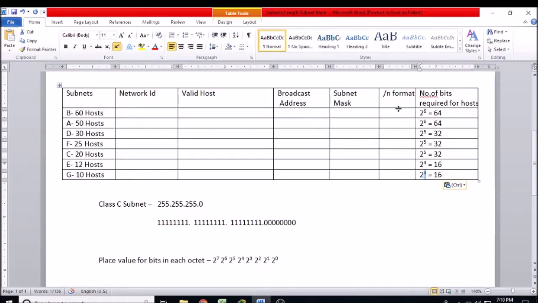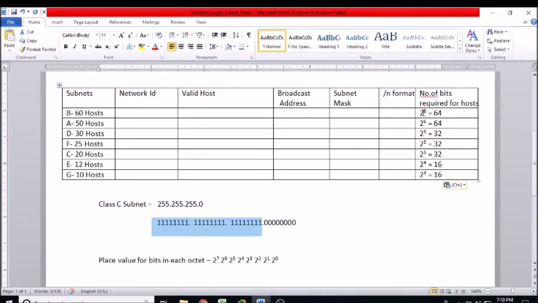Now we are going to write the /n format. Basically, for a class C address the subnet mask will be 255.255.255.0, and counting the number of ones it is going to be /24.